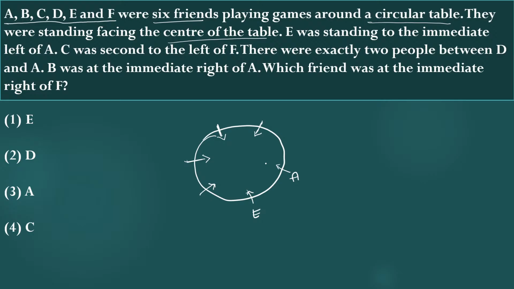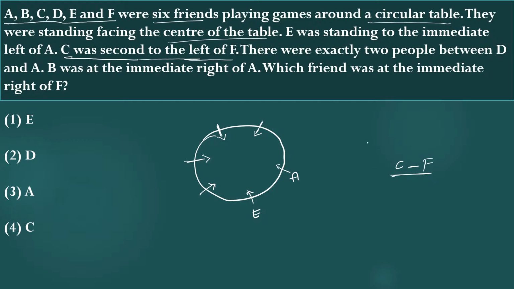See the next information: C was the second to the left of F. If C is here, like this, then first left is here, second left is here.